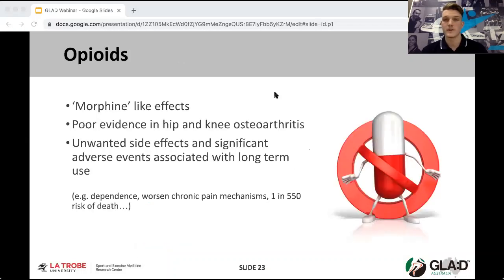So in terms of opioids, there is no evidence opioids like OxyContin and Endone will help. In fact, they may make pain worse in the long term. Some research indicates that 1 in 550 people who regularly take opioids may die of an overdose, and guidelines around the world would recommend against taking opioids. And if you are taking them, you may wish to speak to your doctor about strategies to reduce your dependency.